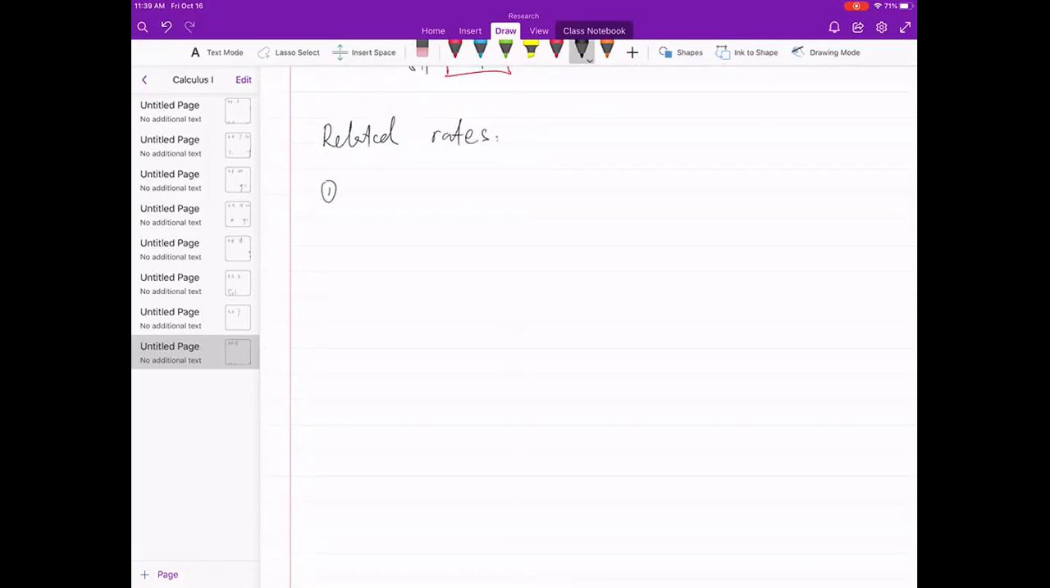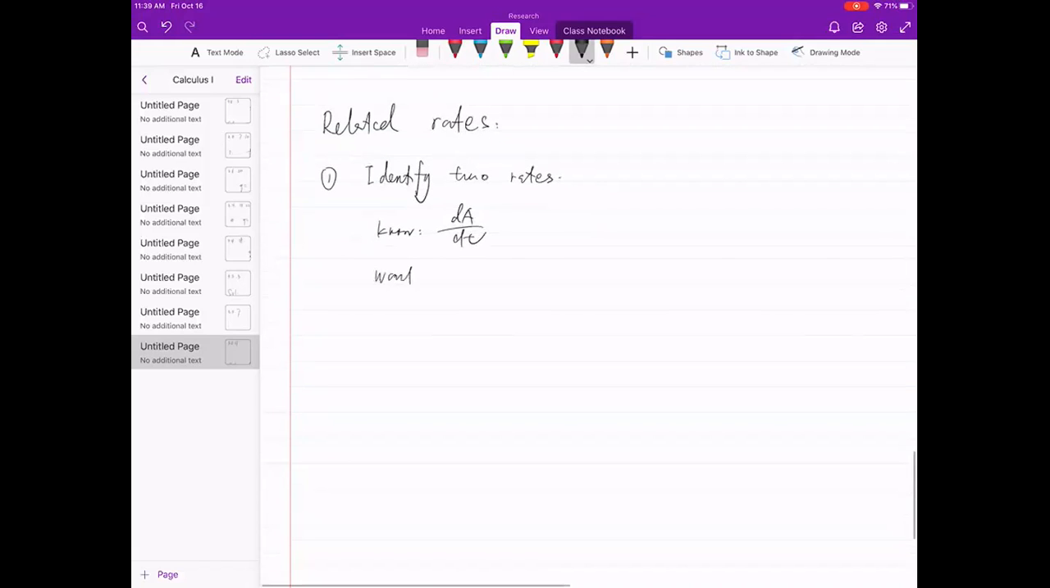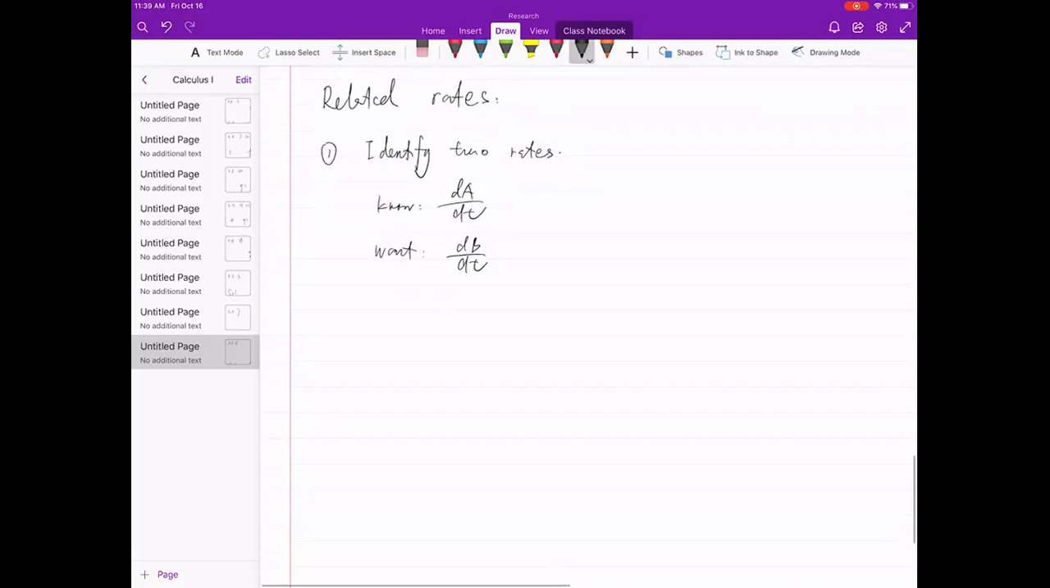Number one, you need to recognize this is related rates, which means you should identify two rates. One is the thing you want to know, and one is the thing you know. You know one rate, in this case, the volume. You want the other rate, in this case, the radius. Okay, so first step, state what you want and what you know, and show me that you know this is a related rates problem.